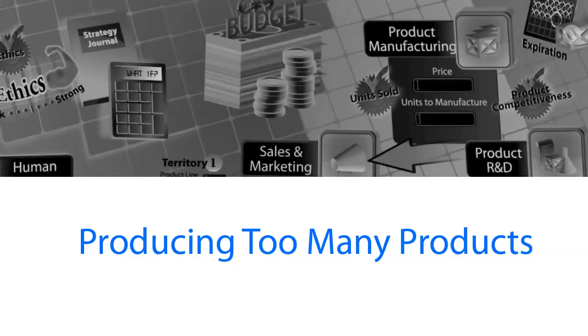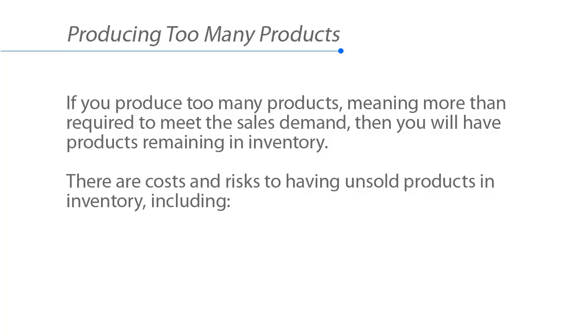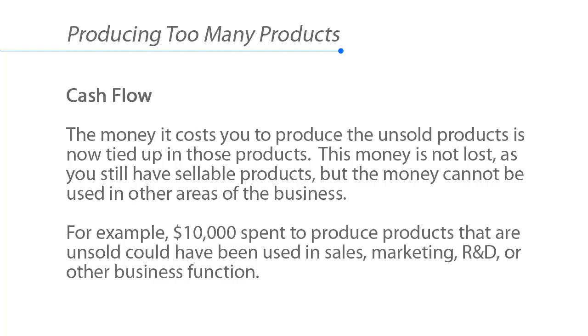Producing too many products. If you produce too many products, meaning more than required to meet the sales demand, then you will have products remaining in inventory. There are costs and risks to having unsold products in inventory, including cash flow.